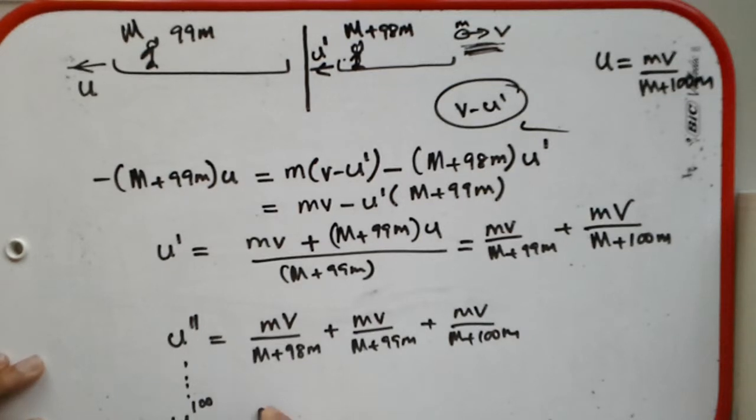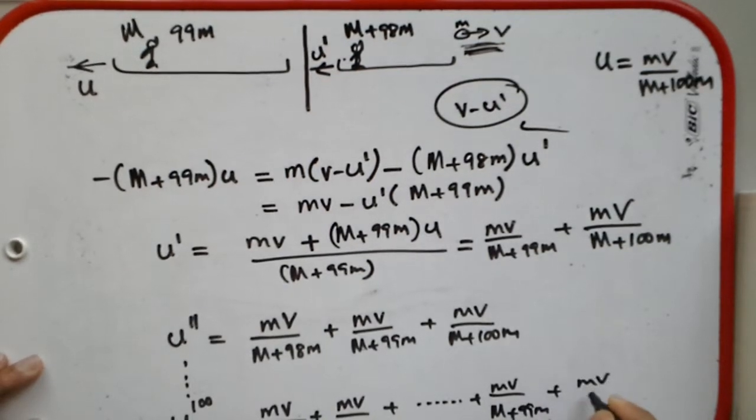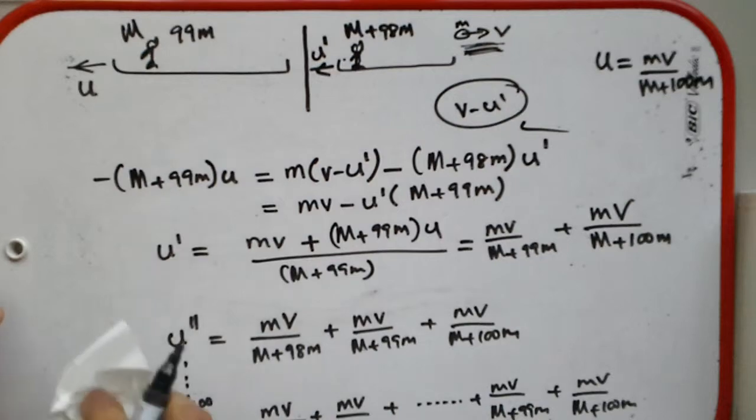So the speed would be mv by M plus small m, plus mv by M plus 2m, plus and so on. You'll get all these factors, up to mv by big M plus 99m, plus mv by big M plus 100m. So this is the speed after throwing all the marbles one at a time. Instead of writing all these things, I'll erase this.